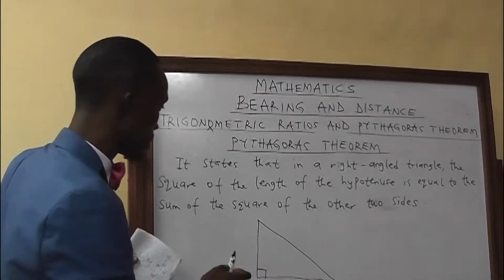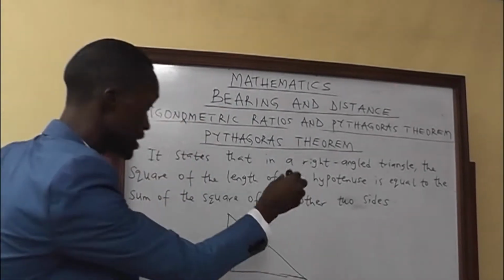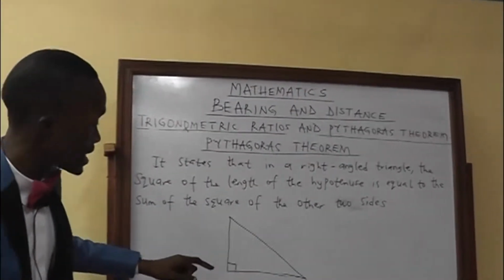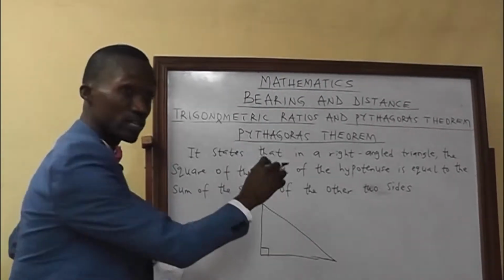And he observed that taking the square of this longest side will give us the same value as taking the square of this and adding it to the square of this. And that is what Pythagoras Theorem is all about.